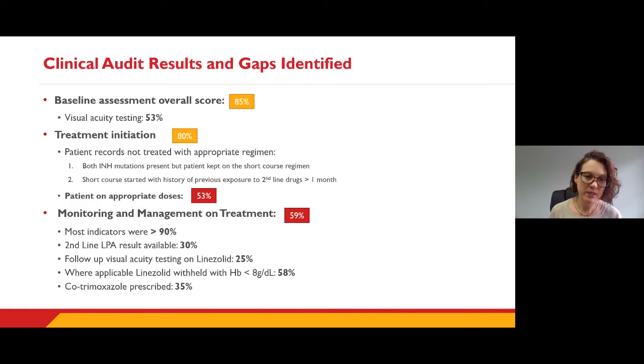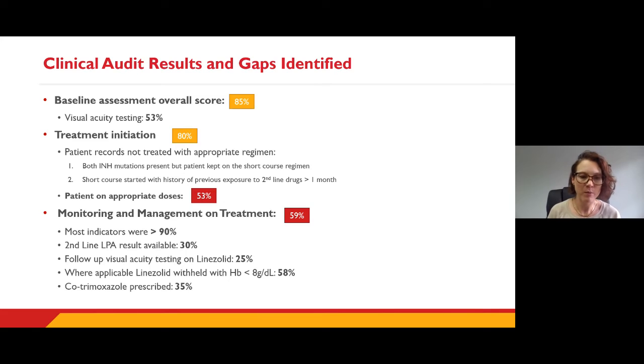But the main thing that we found in this section was actually people being prescribed inappropriate doses. So people that were put on doses that were outside of the dose per weight ranges that were supplied in the guidelines. So sometimes that was underdosing a bit, but more often people above the upper limits of the dose per weight ranges. Then on the monitoring and management of treatment, the score here overall was 59%.